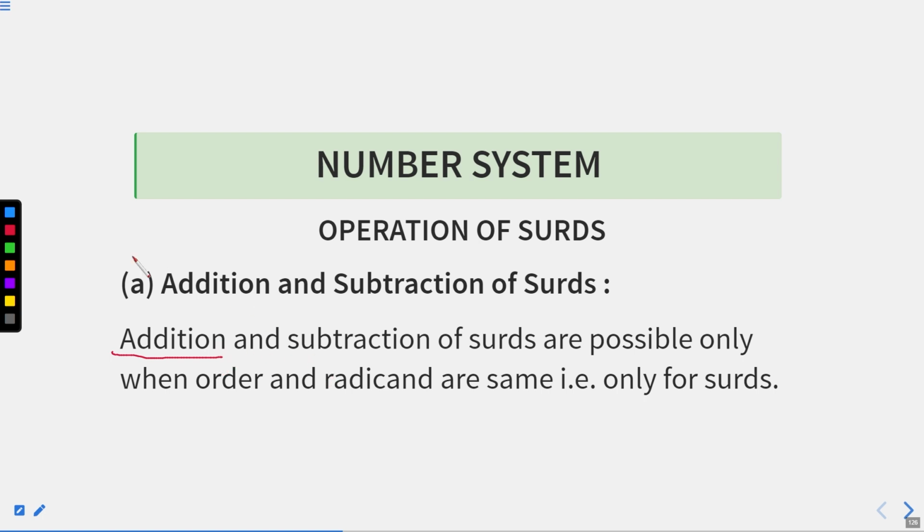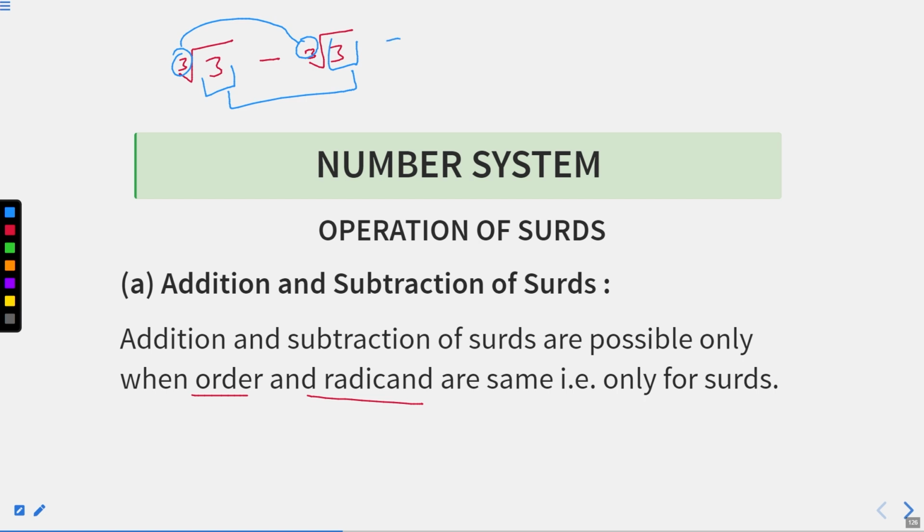So what is the condition? The main condition to add or subtract any surds is that the order and the radicand are the same. For example, cube root of 3 minus cube root of 3. Here the order is the same and the radicand is also the same. So I can easily say that because both values are equal, the answer will be 0.